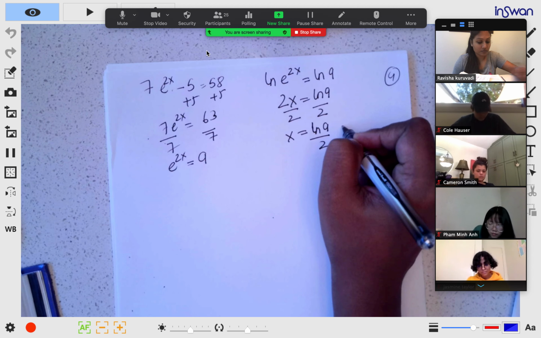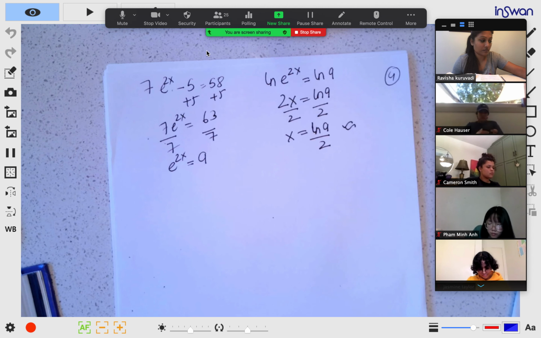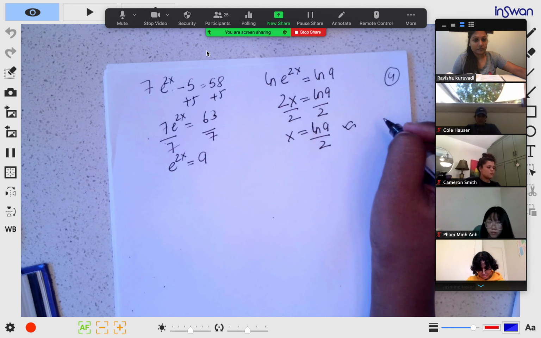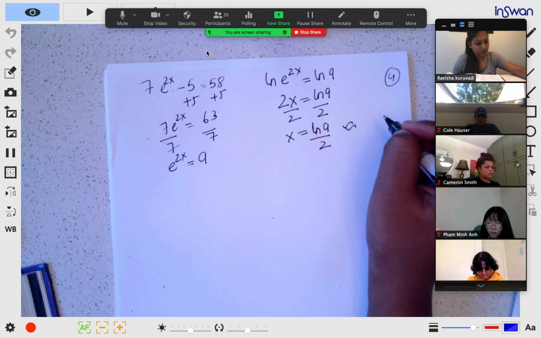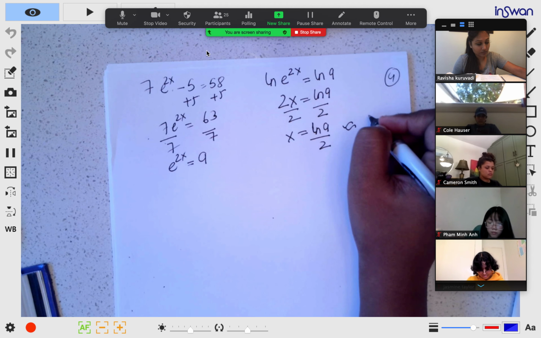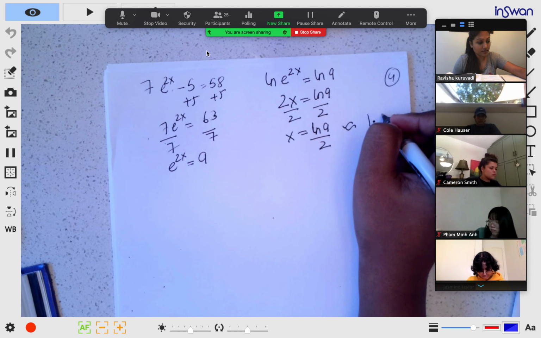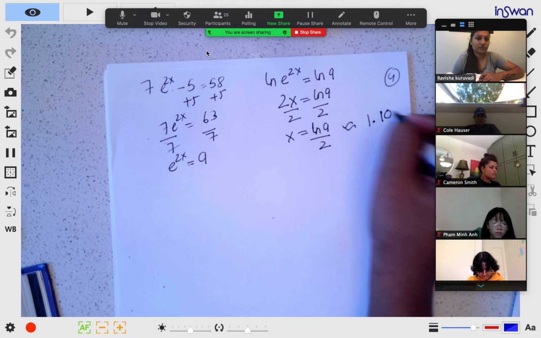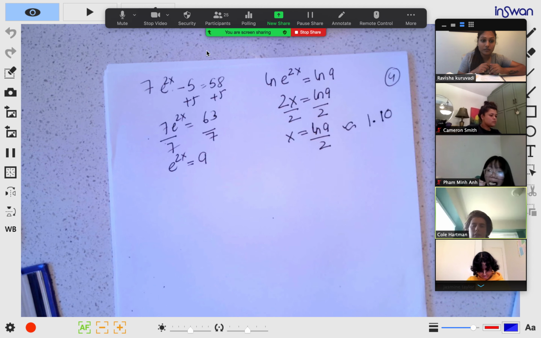Let me get my calculator. ln 9 divided by 2, which is 1.09. 1.09, right? Yes. Around. Why did we get rid of the ln e?